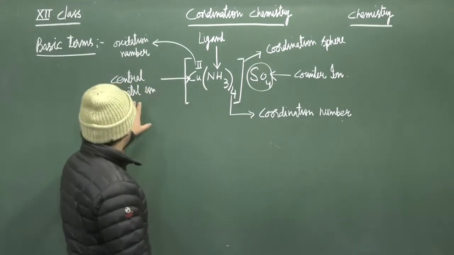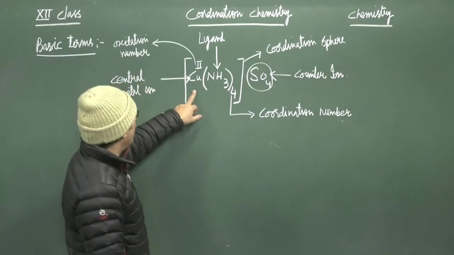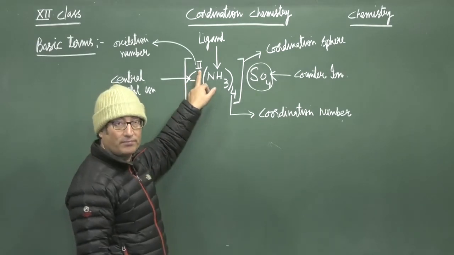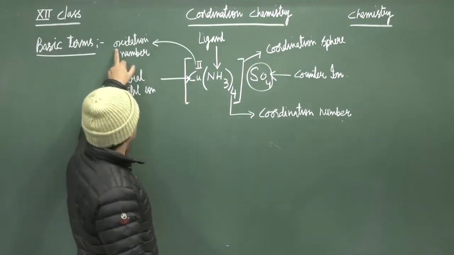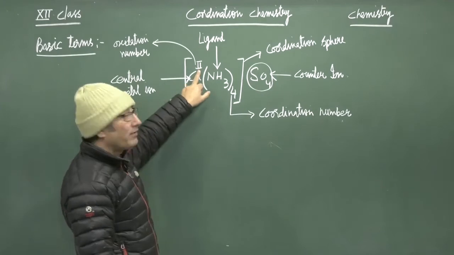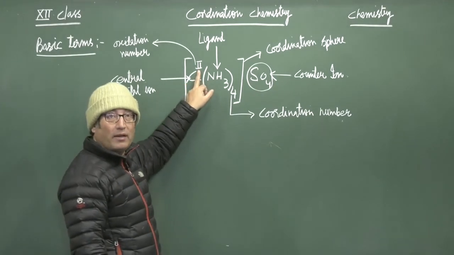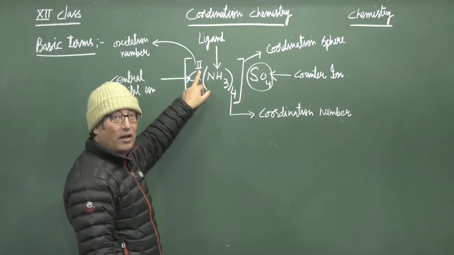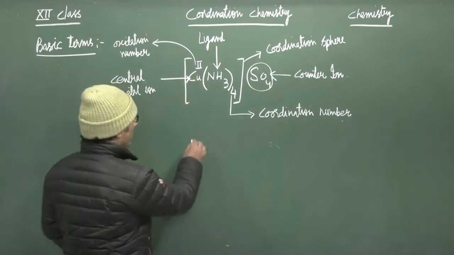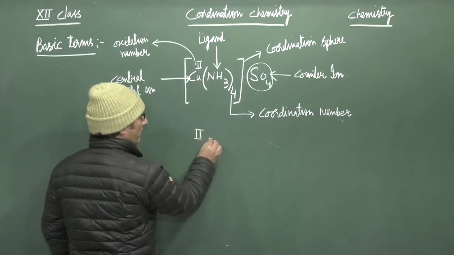The first term is the central metal ion. Then the central metal ion has a charge, which is called the oxidation number. Here I have written a Roman number, II. II in Arabic numerals means +2.